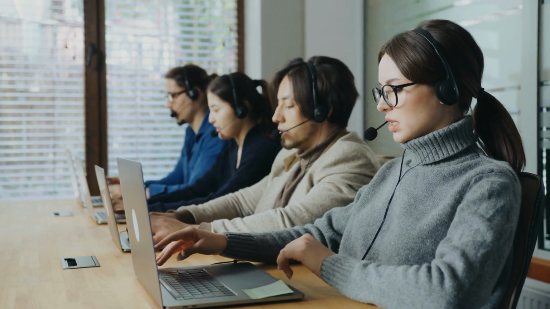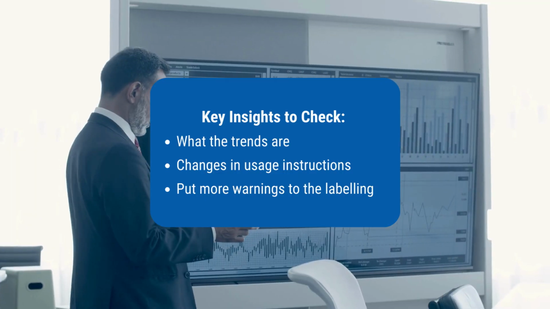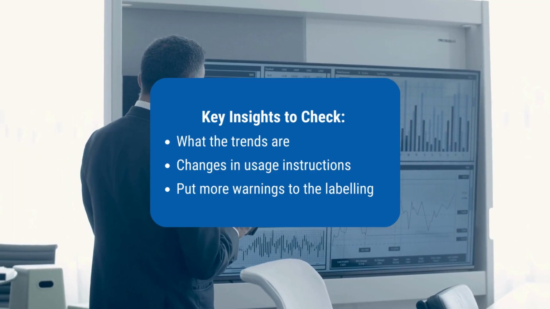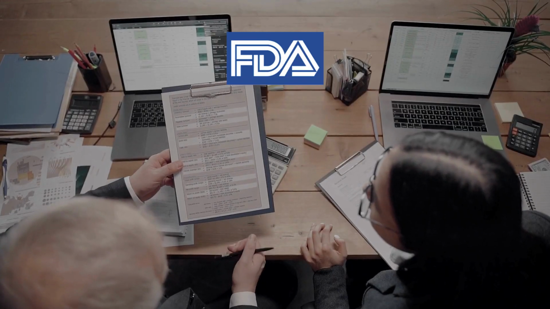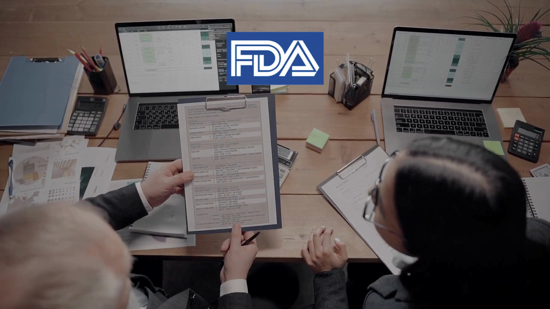As a brand owner, your responsibility with adverse events is to gather those, plot them, look for trends or spikes where a particular batch, for example, is causing more adverse events than other typical batches. And you must look at what the trends are, whether you need to change your usage instructions, put more warnings into the labeling.